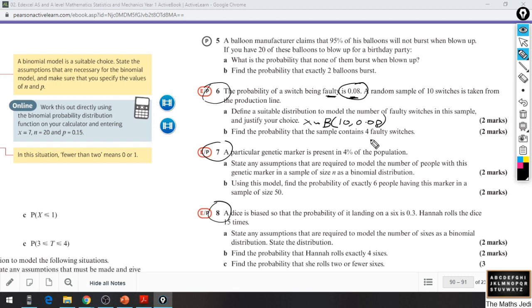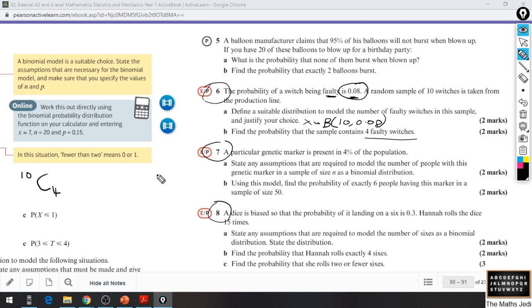Find the probability that the sample contains 4 faulty switches. So we're being asked for the probability of X being equal to 4. Well, let's scribble over here. If we're being asked for the probability of it being equal to 4, we need to take into consideration how many different ways that could occur. We have 10 different trials. So we're going to start with 10 choose 4.